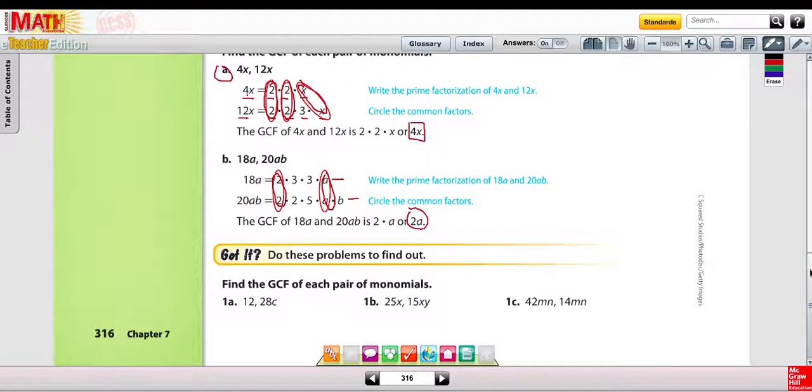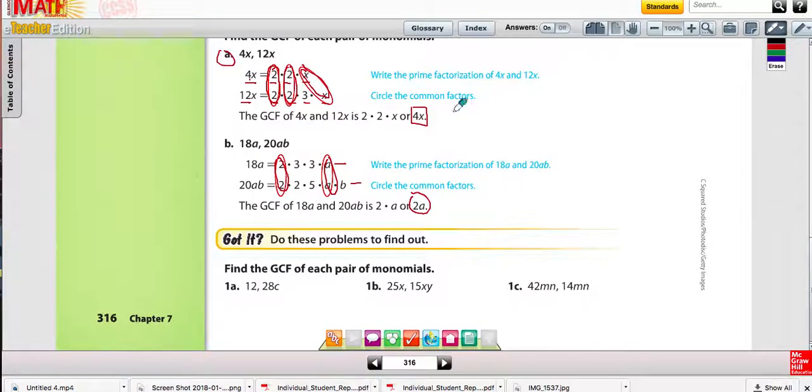Let's try 12c. So 12 is 2 times 2 times 3. Now you might be thinking, where did I get that? Well, it goes back to good old factor trees. 12 can be written as 2 times 6, and 6 can be broken into 2 times 3. So 2 times 2 times 3.